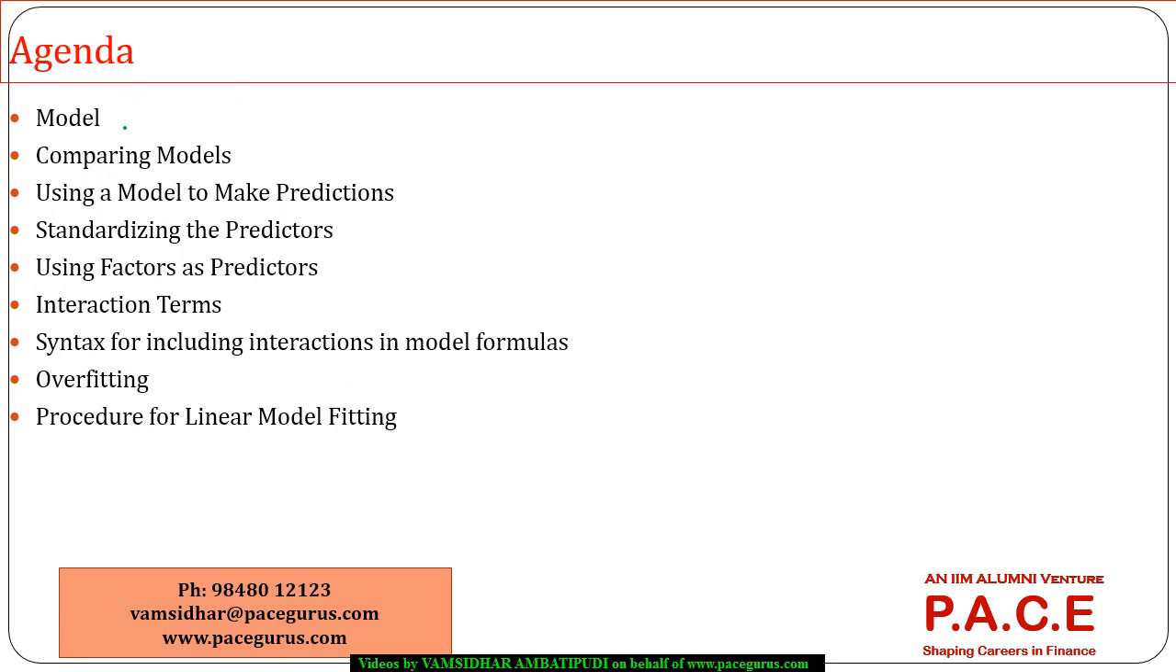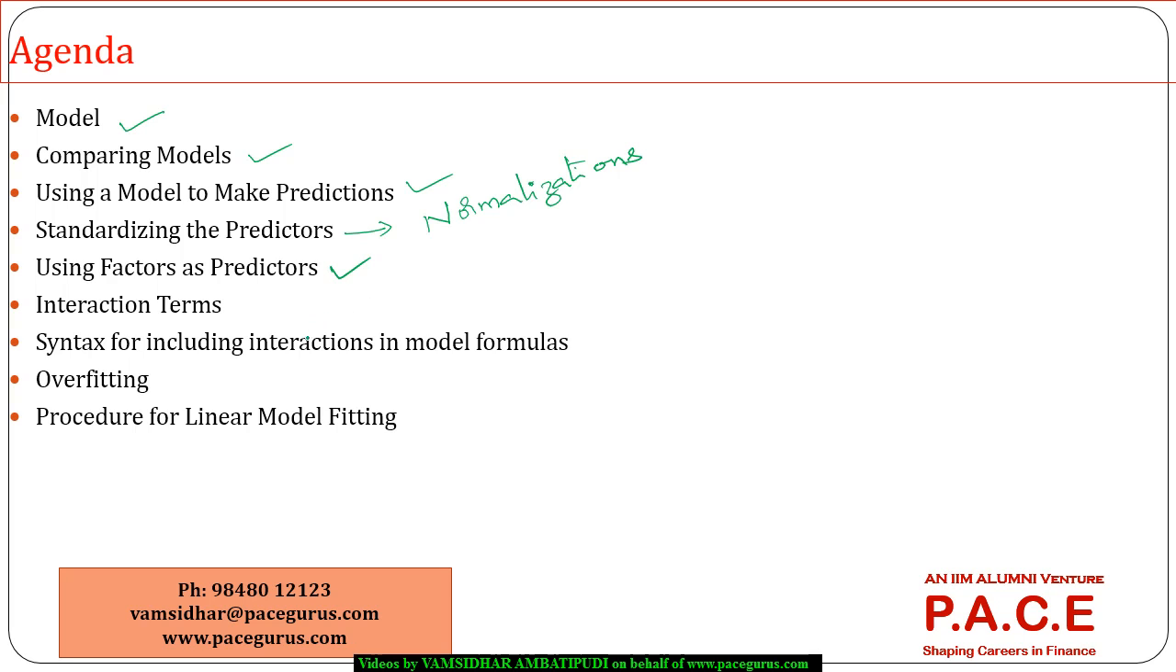So we'll start off with the model. What is the mechanism we have if I have to compare multiple models? How do I use the model to make futuristic predictions? What do I mean by standardizing the predictors? In some cases, I may not take the predictors in their original form. I may do some kind of standardization or normalization of the various predictors. So what do I mean by that, and why do I really do that?